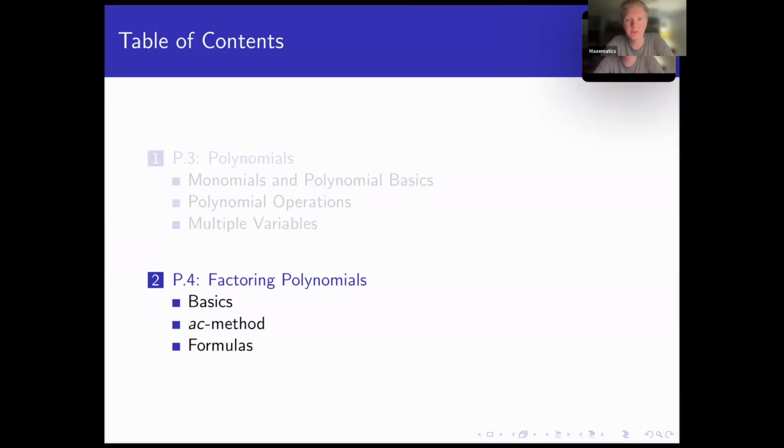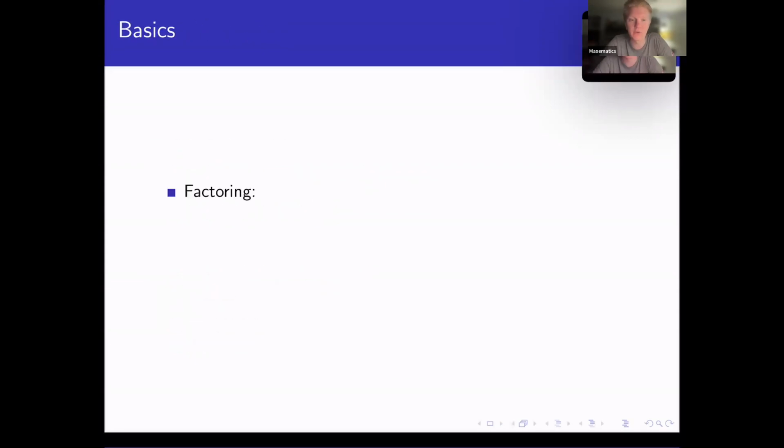So in P3, we introduced polynomials and how to do some operations on polynomials, which included expanding and multiplying and adding and subtracting and all sorts of different things. What we're going to do here in P4 is the literal opposite of expansion. So some basics: factoring is the reverse of expanding and foiling expressions.